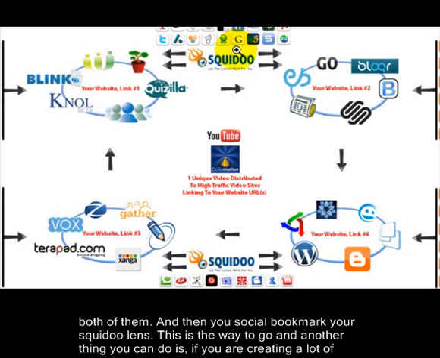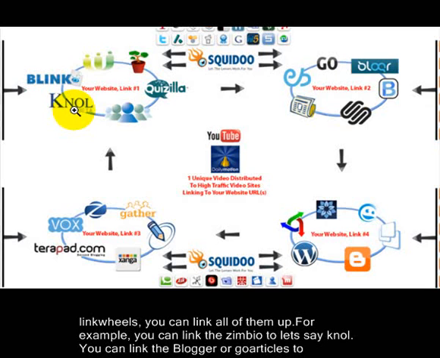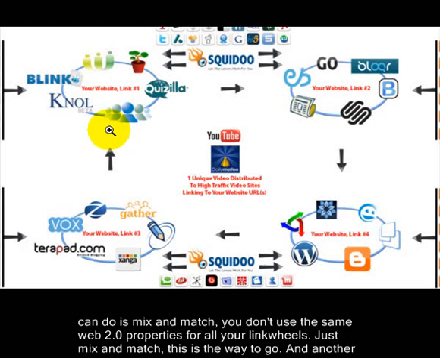And another thing you can do is, if you're doing a lot of link wheels, you can link all of them up. For example, you can link the Zimbio to, let's say, Knoll. You can link the Blogger or Gather articles to Friendster. You can mix and match and link them all up, but please make sure, while creating link wheels, that Google can't trace your actions. So you don't use the same Web 2.0 properties for all your link wheels. Just mix and match. This is the way to go.